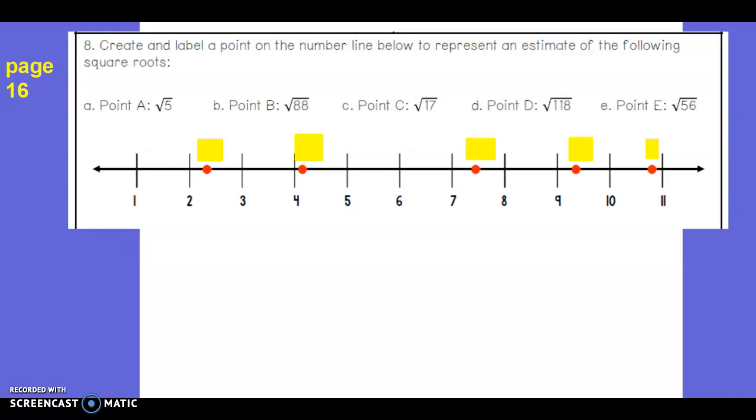All right, finally, let's see how you did on problem number 8. You should have an A here, a C there, an E, a B, and then a D. Again, it's all about knowing your perfect squares and knowing what numbers the square root that you're given is in between, what perfect squares it's in between. I hope that helps you on estimating square roots.